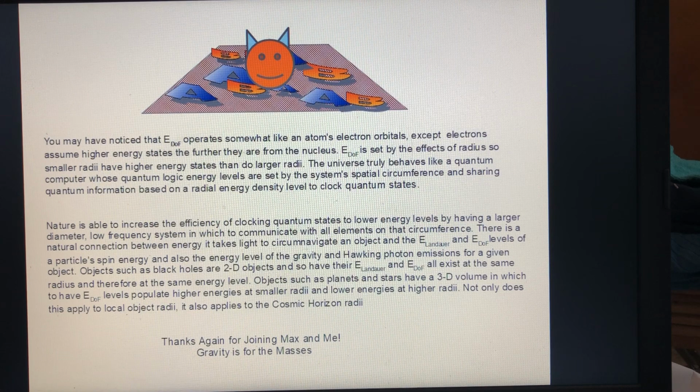Thanks so much for joining Max and me in talking about dark matter and how this looks like a very good model for dark matter.